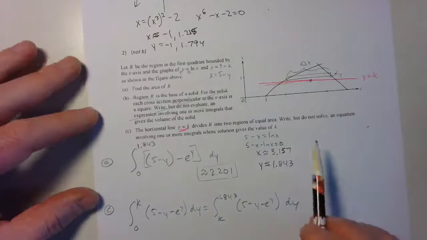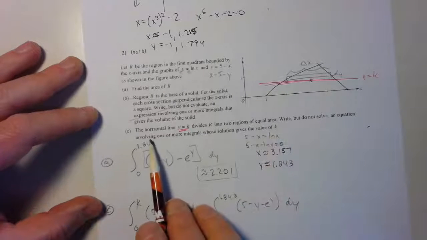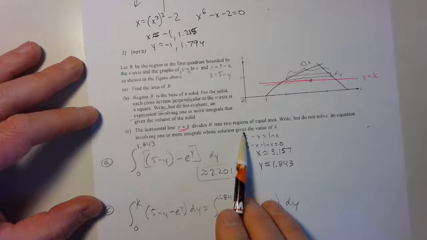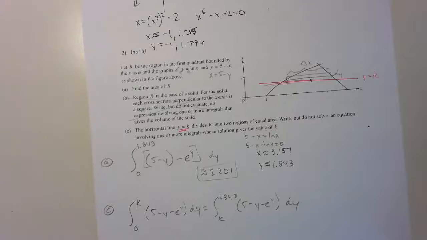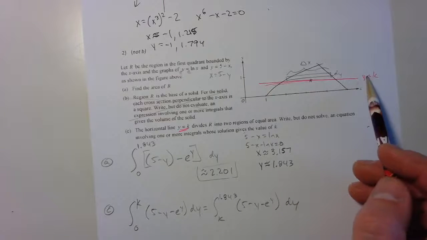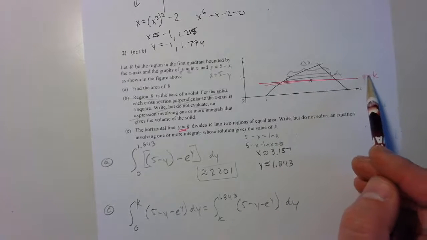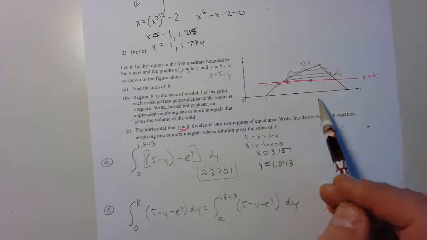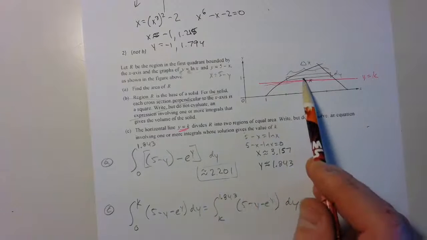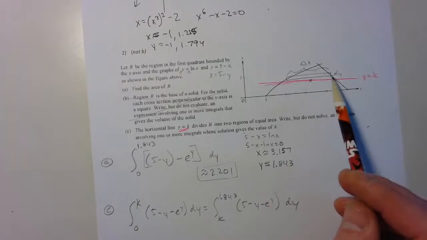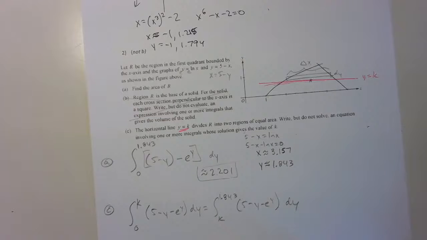Okay, and if we look at that right, but do not solve an equation involving one or more integrals whose solution gives the value of k, hey, that would give us the value of k right there. We don't actually need to finish that problem off. That's all done there, right? So just by thinking about it as a horizontal line, we can think of that as the upper bound for this region, and this k is the lower bound for that region. And then if we actually integrate it, we find that answer. Hope that makes sense.